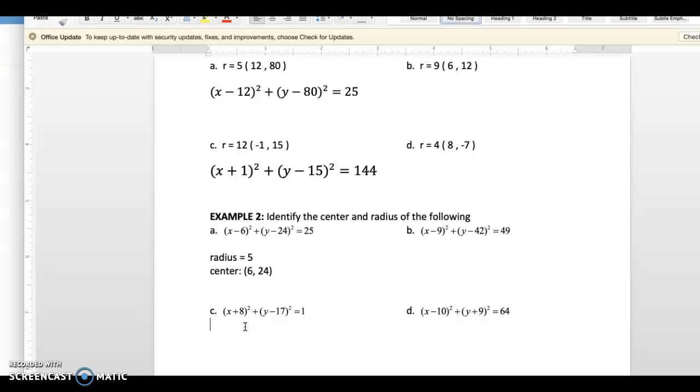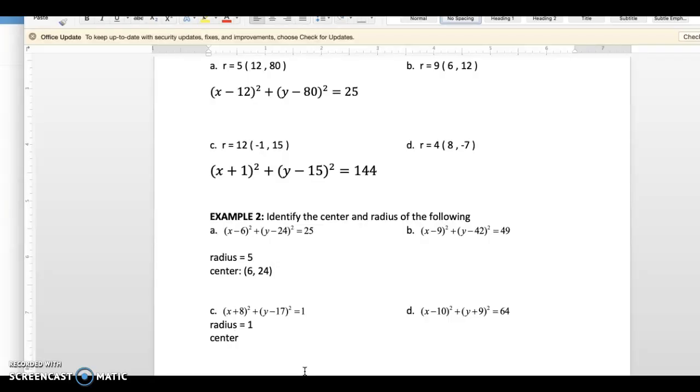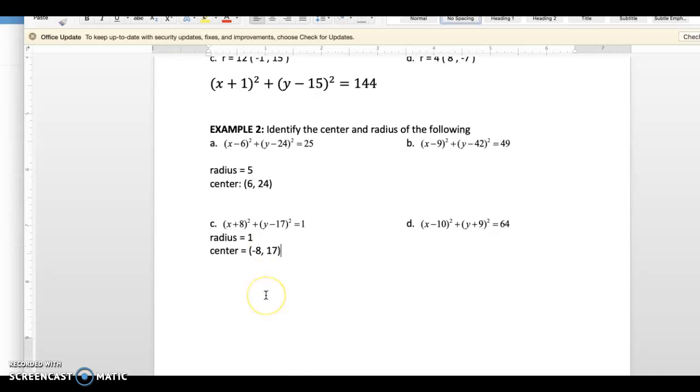If we were looking at the next example, the radius is equal to the square root of the answer of the equation of a circle. So the square root of 1 is 1. And then if I want the center, we just take the opposite signs of what is in the equation. So I have +8. That means the x value for the center is -8. And I see that the y value is -17. So in the center, it's +17.